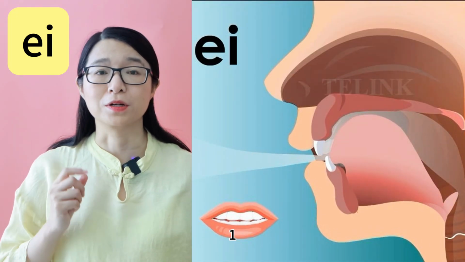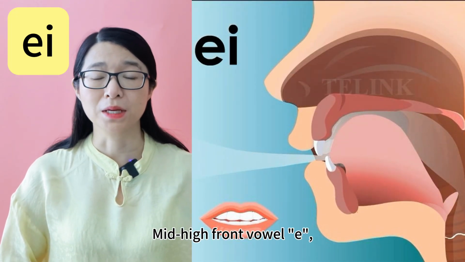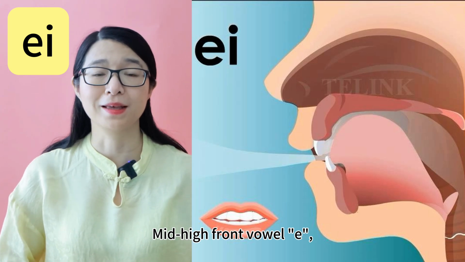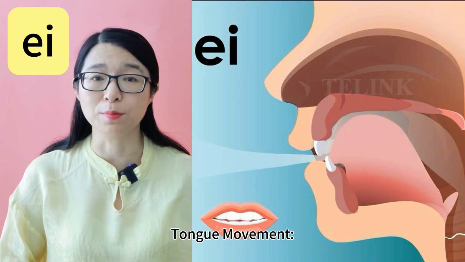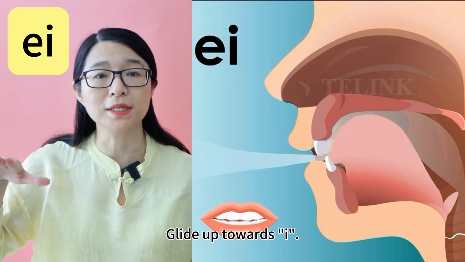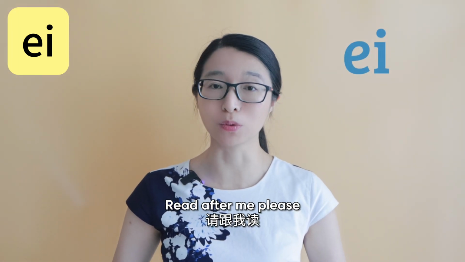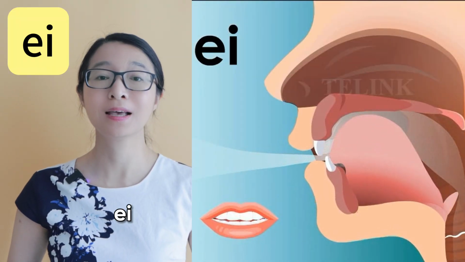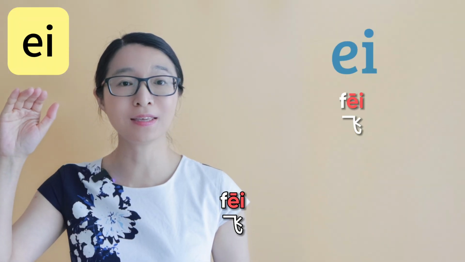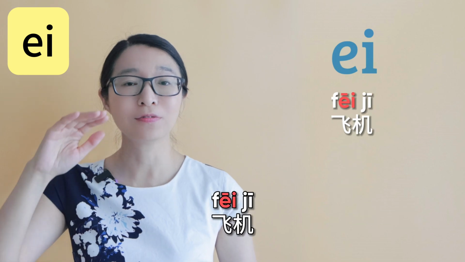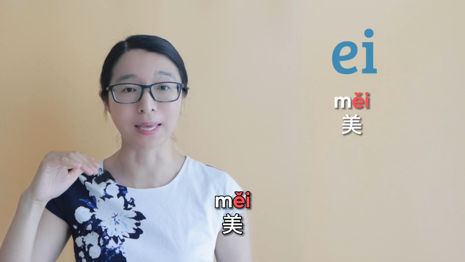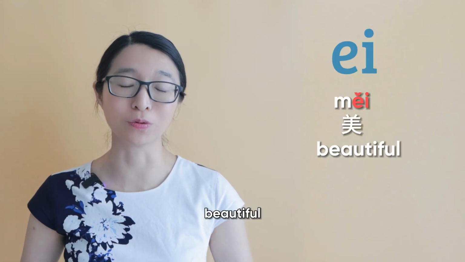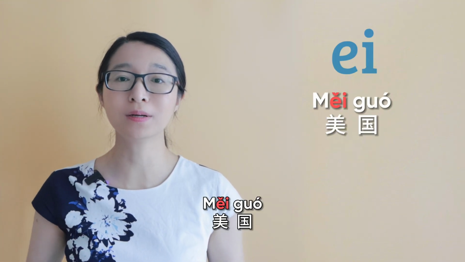A. First, starting position. Mid high front vowel and tongue tip at lower teeth. Second, tongue movement. Glide up toward E. Read after me, please. 请跟我读 A. 飞 fly 飞机 airplane 美 beautiful 美国 United States of America.